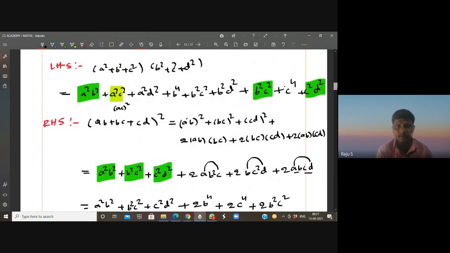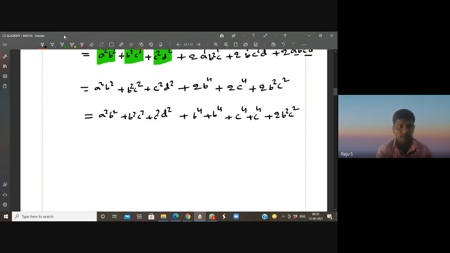2B square C square is already there. Shall I write this one? We can do it in many ways. Shall I write one of the B square as AC, and B power 4 as B square the whole square? B square is nothing but AC. B power 4 I have written here as B square the whole square. You have to do this very logically. So AC square plus B power 4.